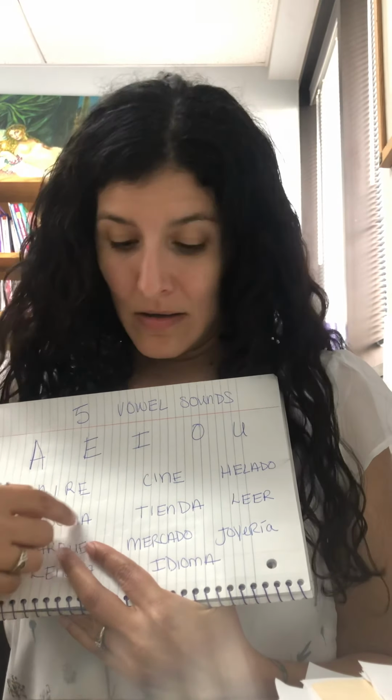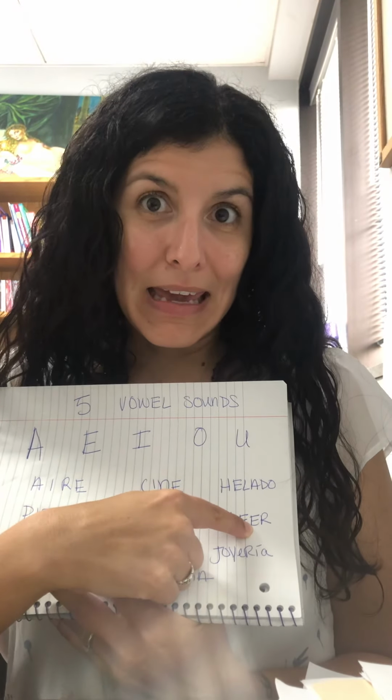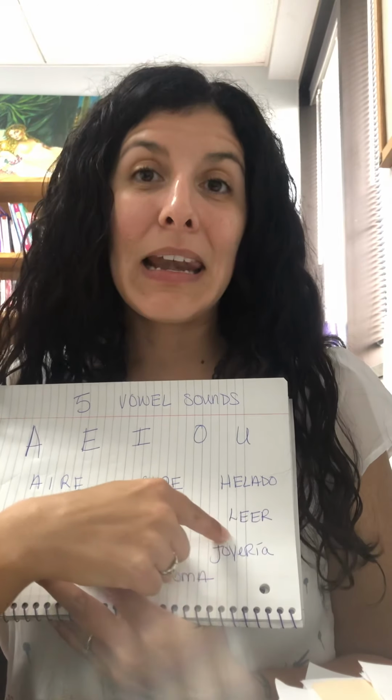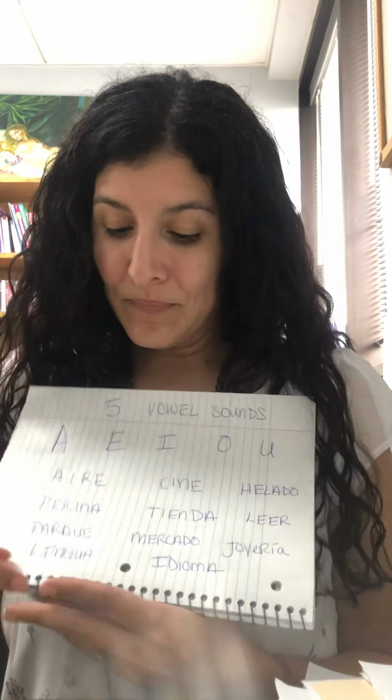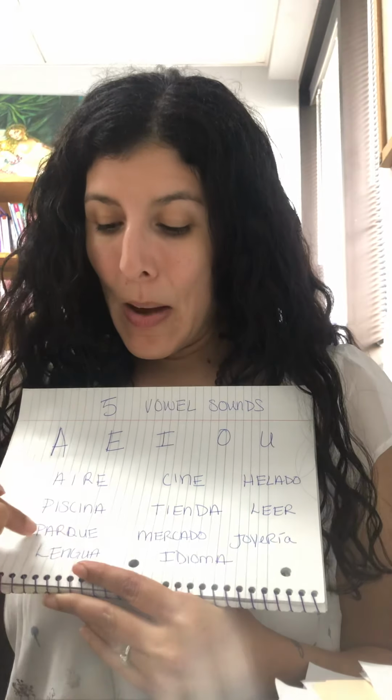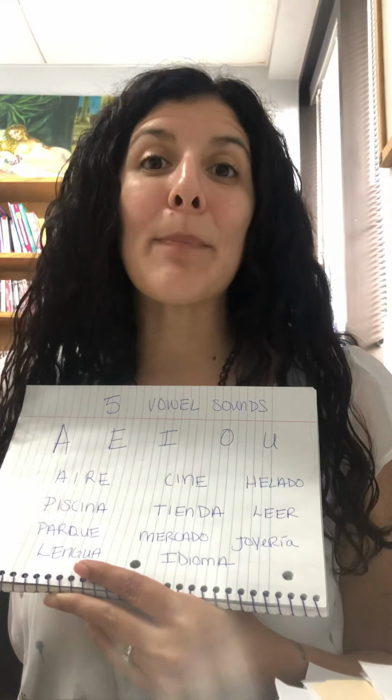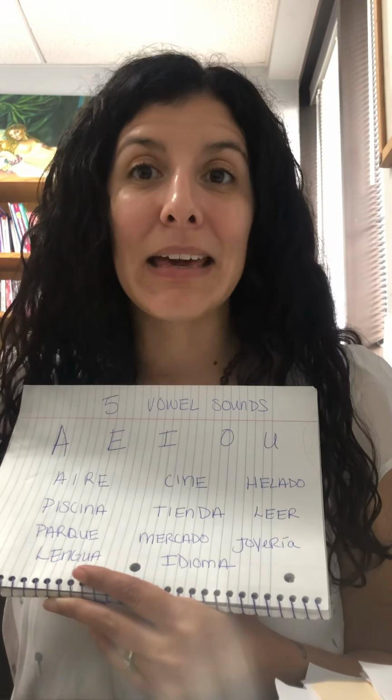Piscina. Here, again, we're going to pronounce everything. Each of these vowels gets an individual pronunciation. Tienda, tienda. Each of these vowels gets an individual pronunciation. Leer, leer, leer. Okay? Or here, remember QU always makes a k sound. Parque, parque. But you don't say park, you say parque. See?